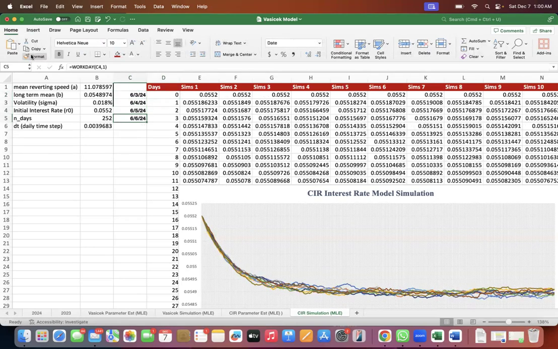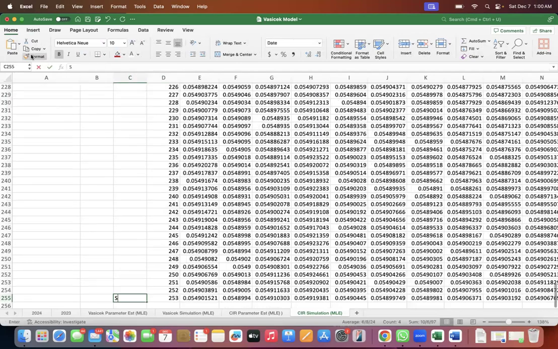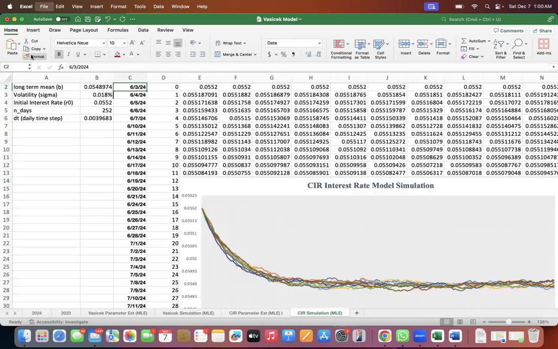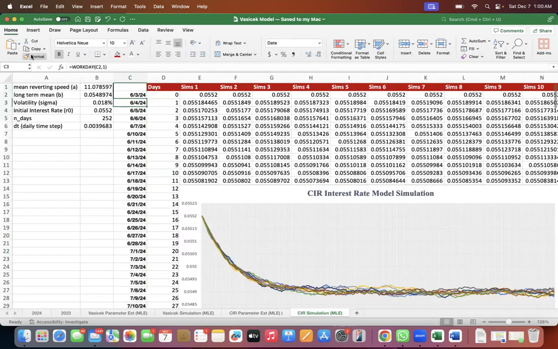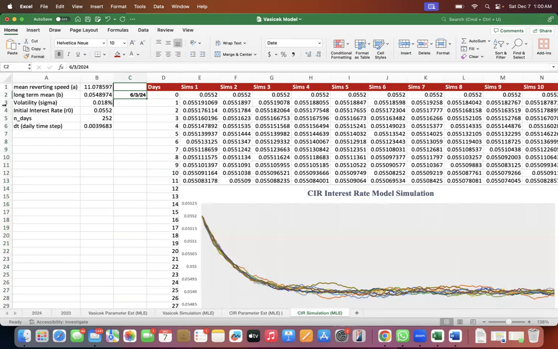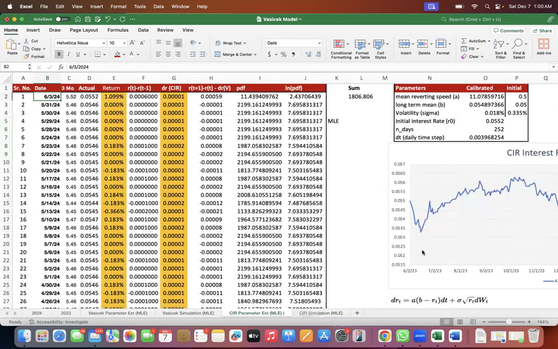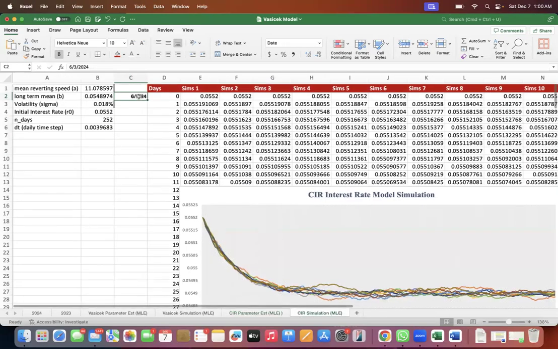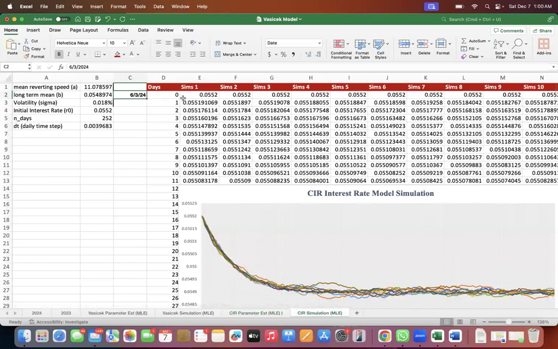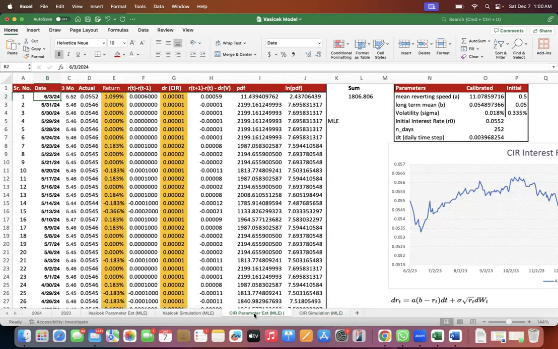And so on, right? So basically, the point I'm trying to make here is that this is the last data point that we had. Now the question is, how can we simulate the interest rates using the CIR model? One more thing I want you to understand is that MLE is a statistical method.